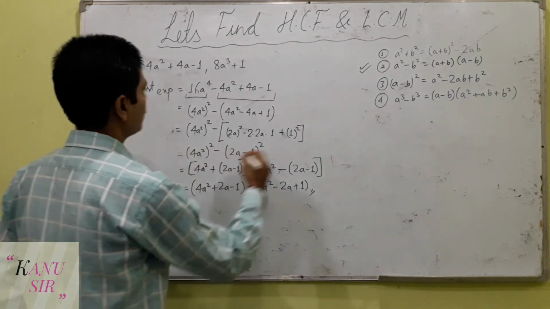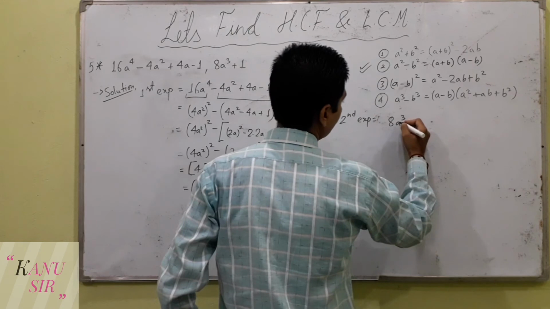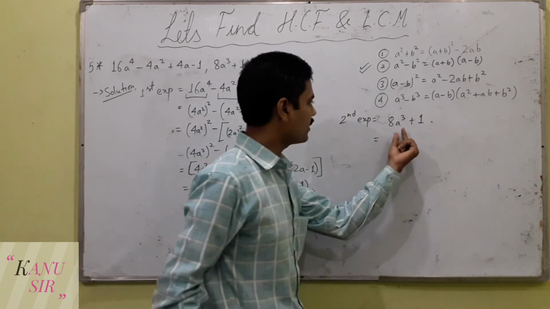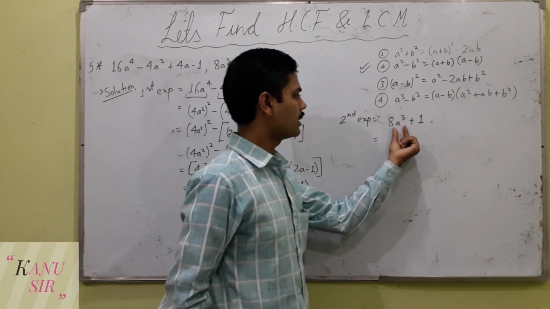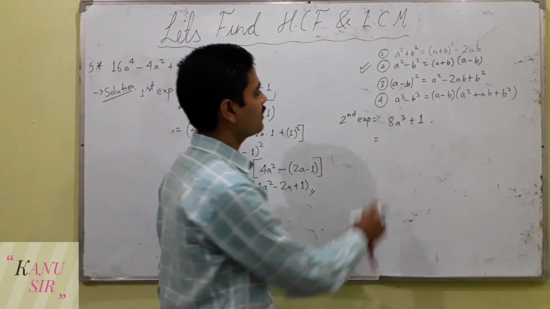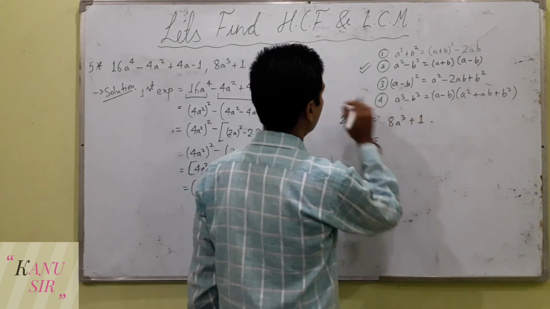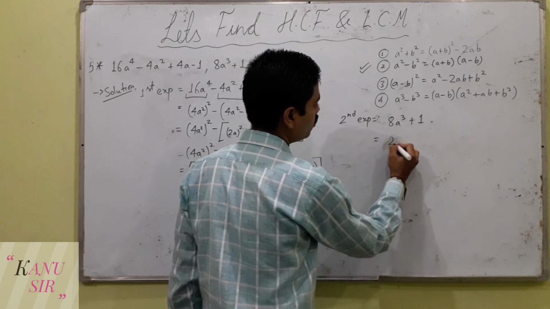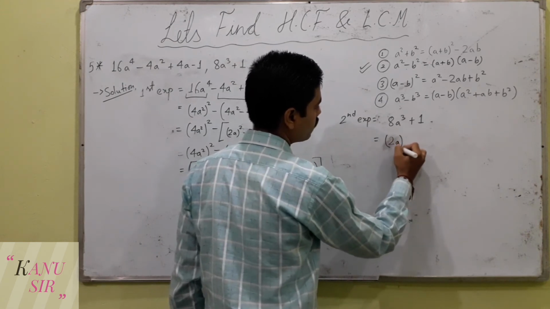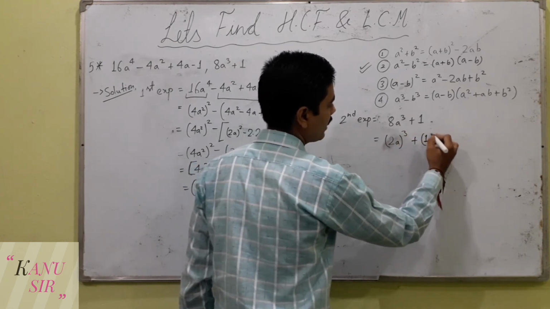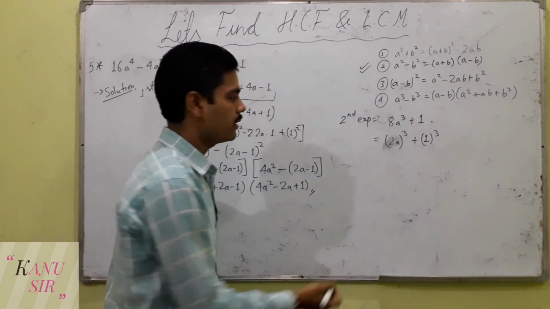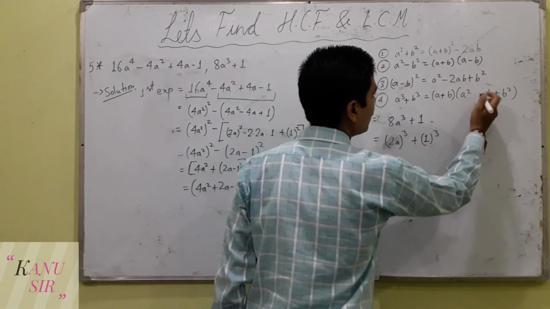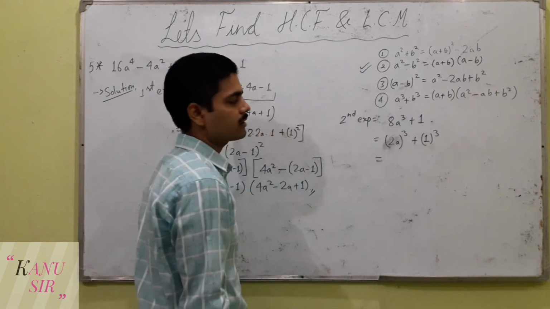Now let's go to the second expression. The second expression is 8a cube plus 1. Now because there is a power of 3 in the variable a, you can easily understand we are searching for the a cube plus b cube formula. So 8 is the cube of 2, and 8a cube you can take as 2a whole cube, and 1 can be taken as the cube of itself, that is 1. And now in the formula, if it is plus, then there will be plus in the first factor and minus in the second factor of the formula.